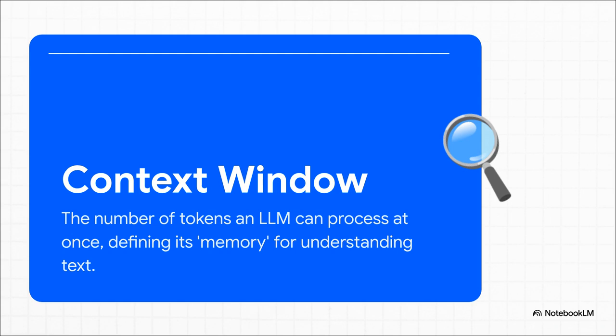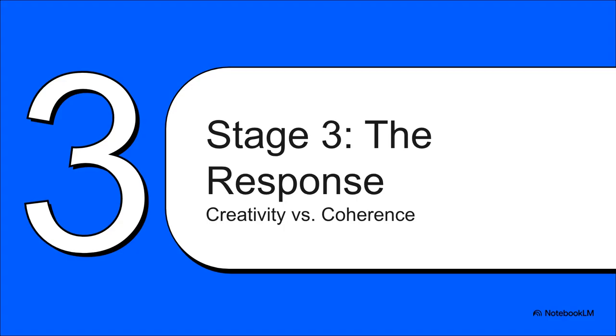That limit is called the context window. You can think of it as the model's short-term memory. Now, a bigger window means it can read longer documents and have more complex conversations, but it also takes way more computational horsepower. Okay, so the model has processed your prompt, it gets it.